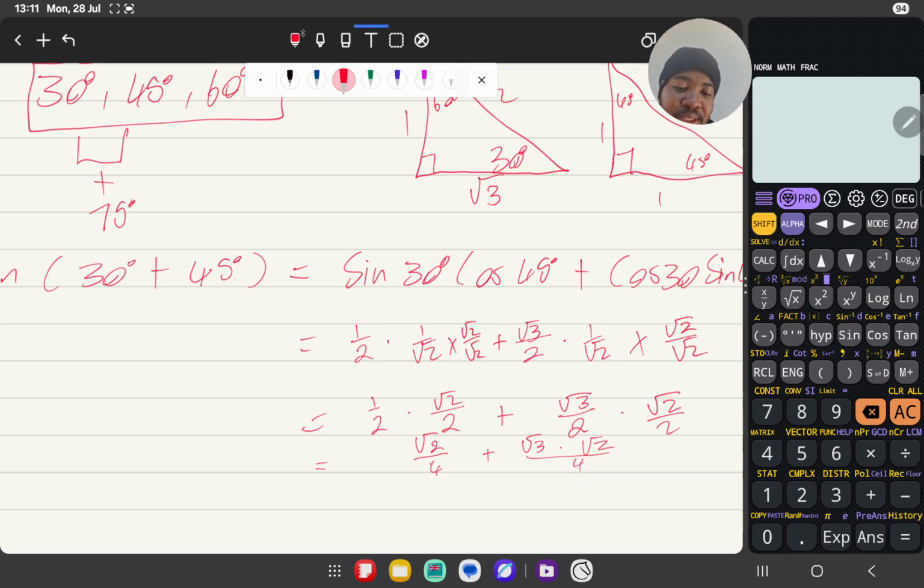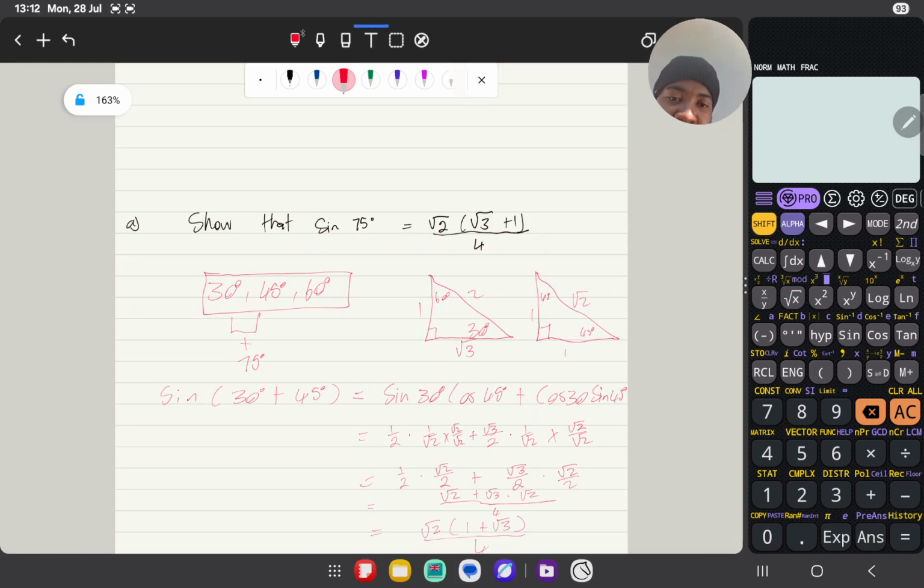Right, I have the same denominators, right? So that means addition is possible. So if addition is possible, I'm going to end up with square root of 2 plus, and then I have 4 here, of which I have a common factor. If I take out that common factor, which is square root of 2, I end up with 1 plus square root of 3 all over 4. So we have square root of 2 times 1 plus square root of 3 over 4, exactly what we were tasked to do.